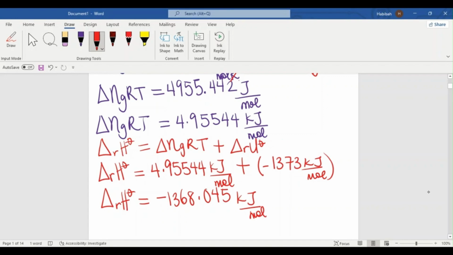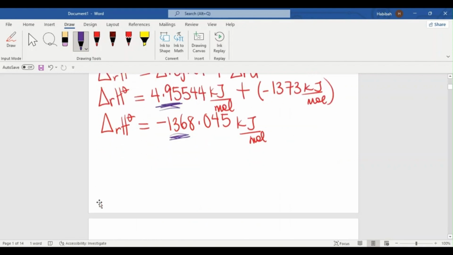Remember that the change in the number of gases for the reaction times R times T is just simply 4.9. It's a very small number in comparison to 1373. That's why we still have a large number: the multiplication of the change in the number of gases times R times T gives you a small number, and then you're dealing with the internal energy, which is a large number. So we end up having a large number for the change in enthalpy for the reaction.